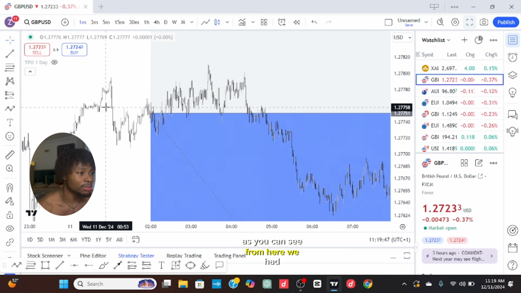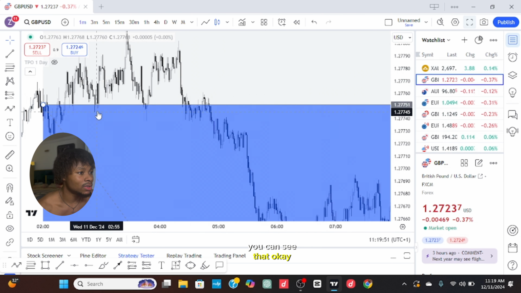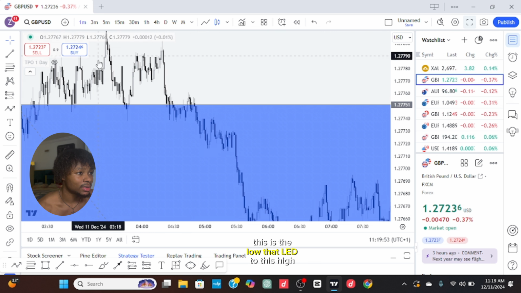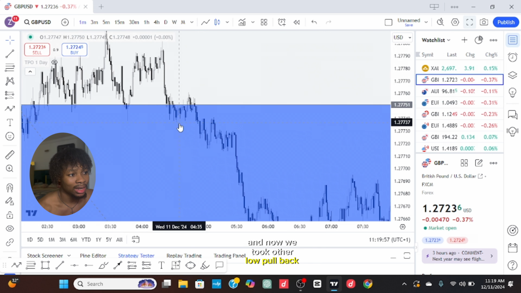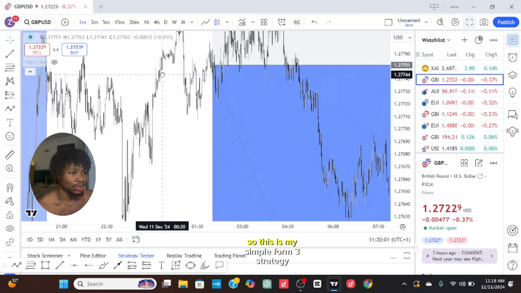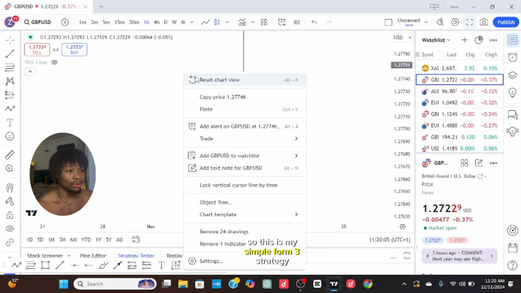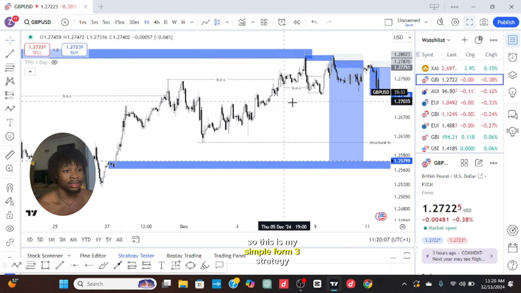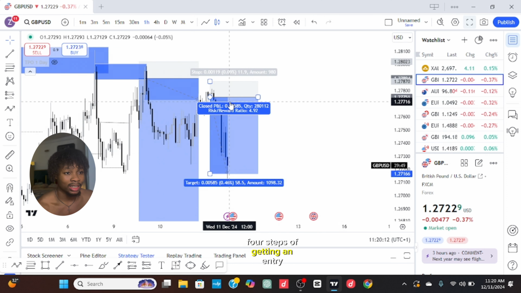As you can see from here, this is the low that led to this high, and now we took out that low, pull back. That was when I started considering taking this trade. So this is my simple 3-4 strategy, the 4 steps of getting an entry.